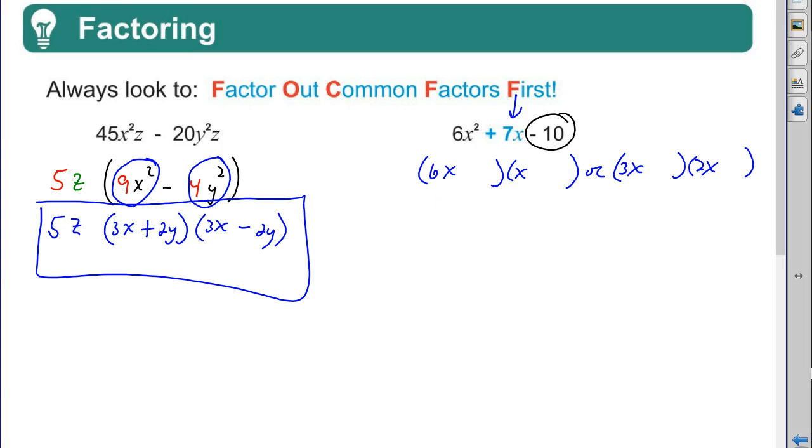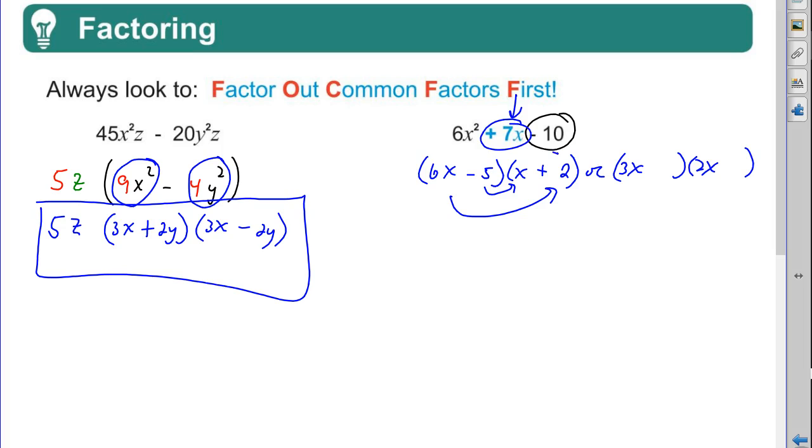If I stick a 1 here, I got a 6, but then a 10 in here. Is a 6 and a 10 ever going to equal 7? No. So, 1 and 10, not going to work. How about 2 and 5, though? If I put a 2 here, I've got a 12. And a 5 here, I got a 5. Wait, 12 and 5 can add up to 7, especially when the 12 is positive and the 5 is negative. Doesn't that give me a 7x in the middle?